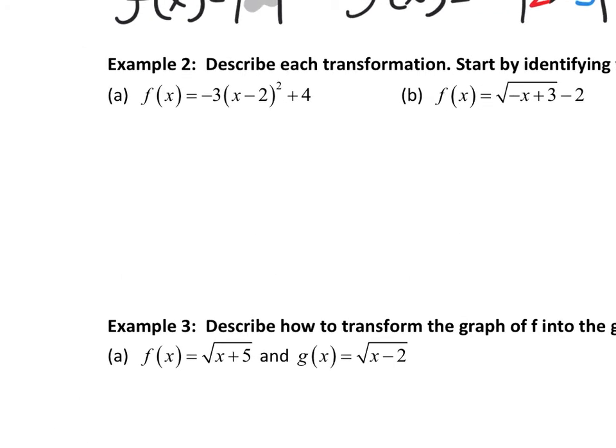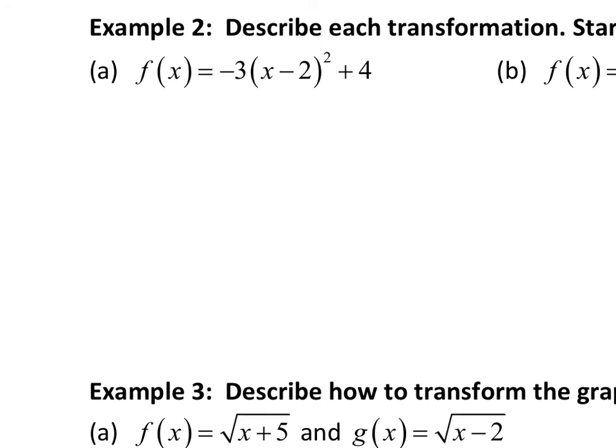Example 2 asks us to describe each transformation. Start by identifying the parent function. So what's the parent function here? This is a quadratic function, or a squaring function. So comparing what I started with, f of x equals x squared, with what's here, I have 1, 2, 3, 4 things that are different. Let's name those 4 things.